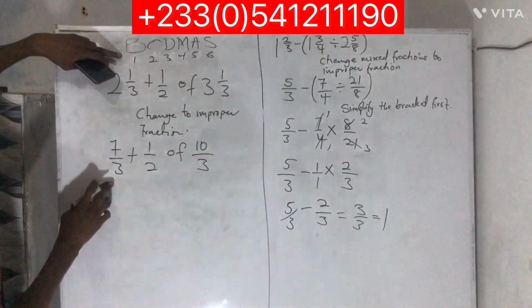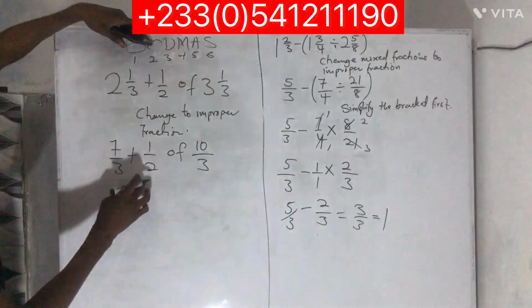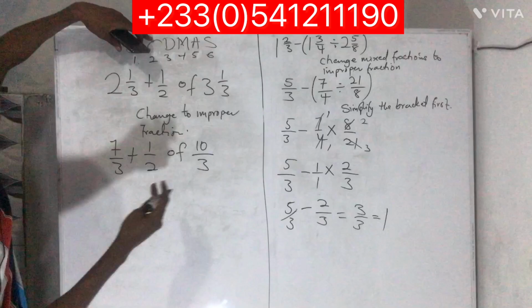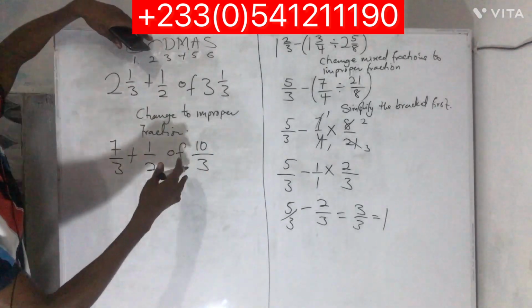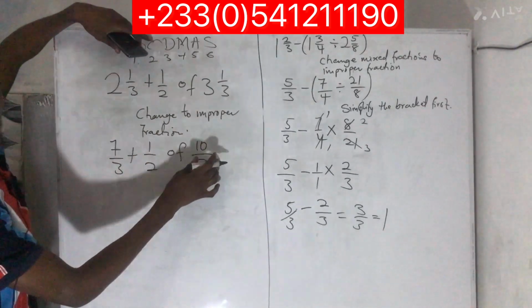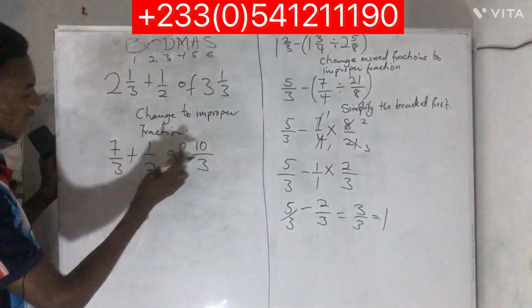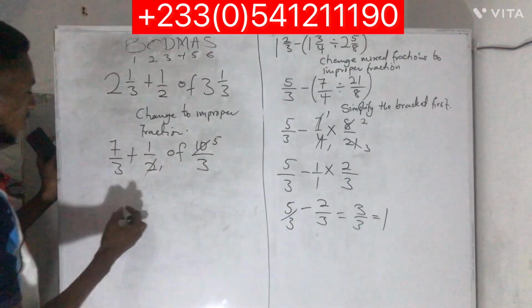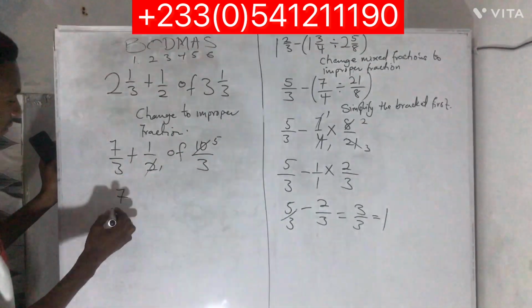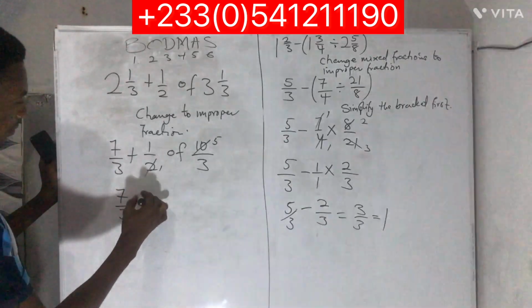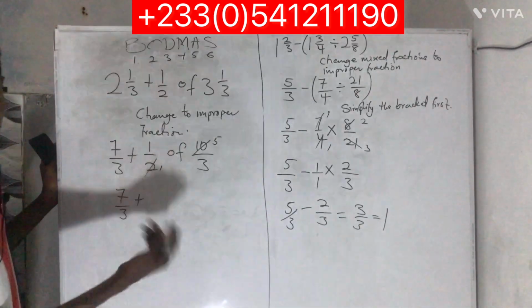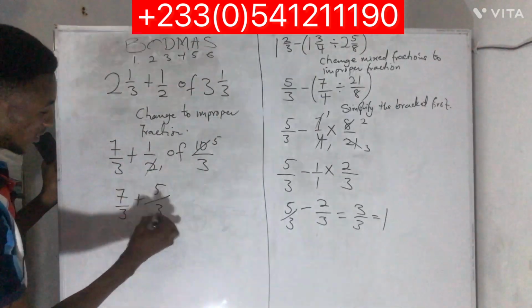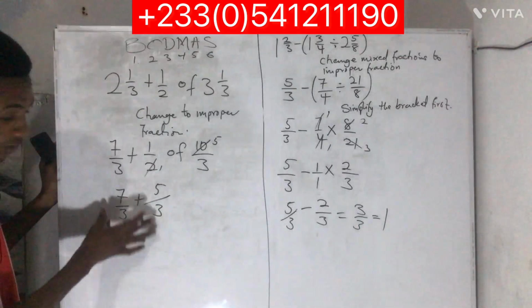Do we have bracket here? Do we have "of" here? So we have to handle the "of". Do you get it? So we are taking the "of". So "of" means multiply. "Of" means multiplication. So you multiply this first one by this one. Do you get it? But this term, this one and this one, do they have something in common? Yes. So here is 1. Here is what? 5. So we'll be having something like 7 over 3 plus 1 divided by 1 is still 1. 1 multiplied by this is still the same. Do you get it? So we'll be getting what? 5 over 3. Do you understand this?